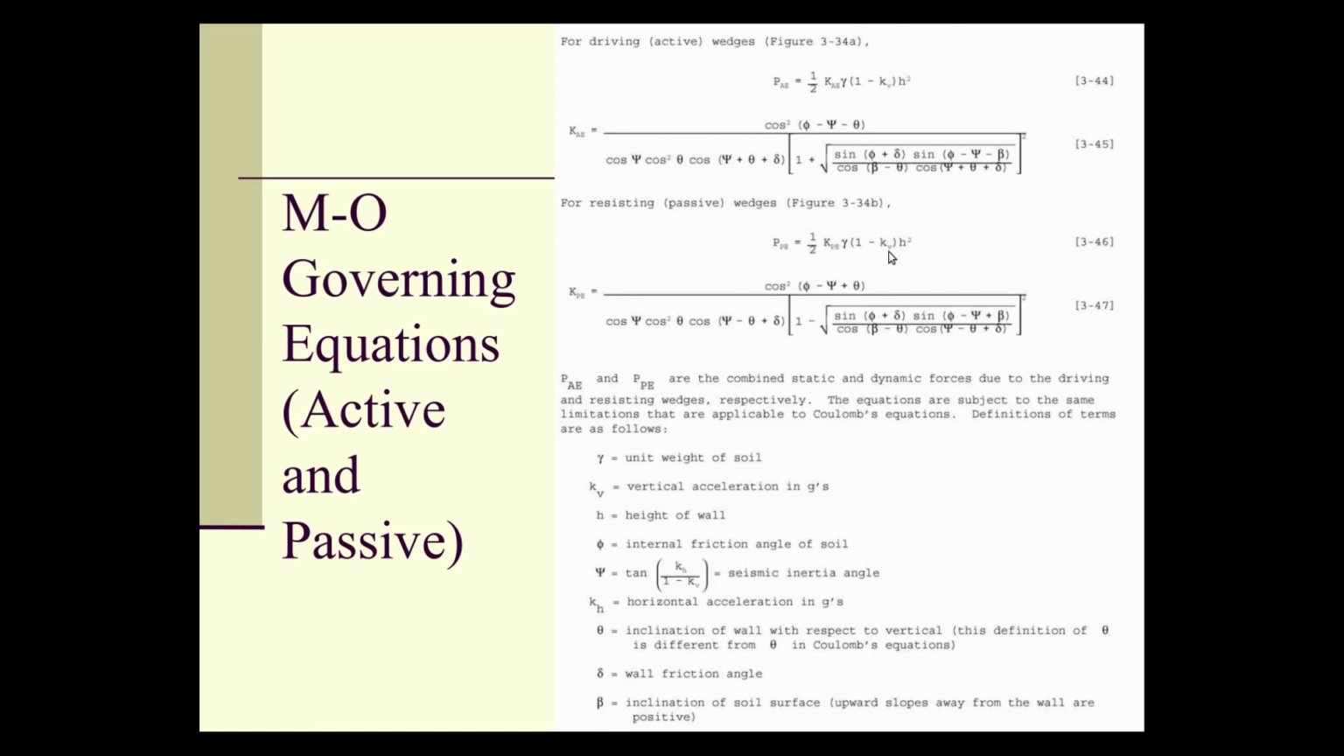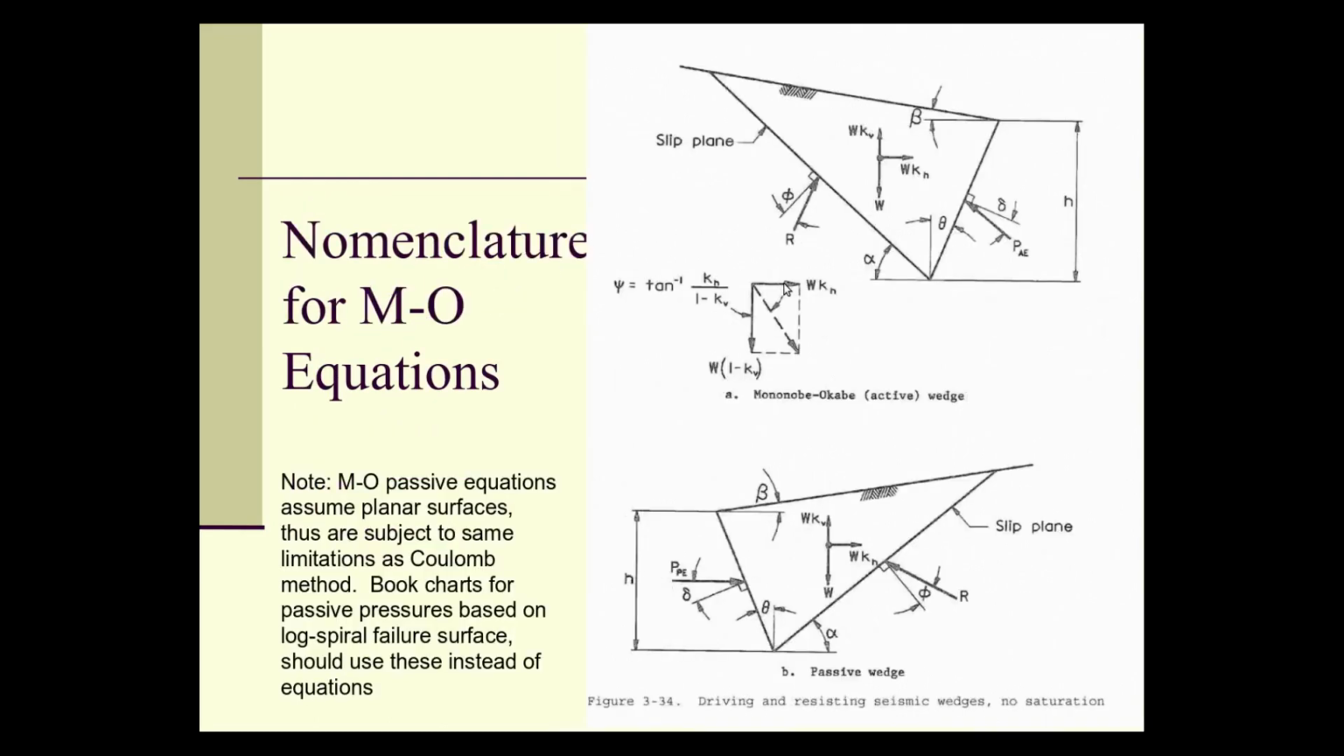Also, again, use the nomenclature that you have in this one. It shows you there is your psi, tangent minus 1 of KH over 1 minus KV, the seismic inertia angle. This material is largely from a book called The Seismic Design of Waterfront Retaining Structures, which was put out by the Corps of Engineers in the early 1990s. It remains an excellent reference for soil mechanics of lateral earth pressures in general and seismic design in particular.